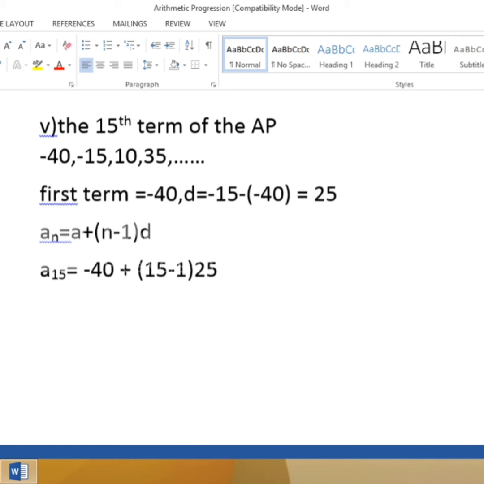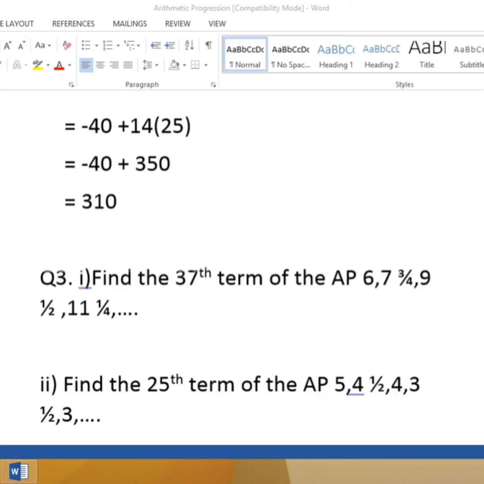So minus 40, 15 minus 1 becomes 14 into 25. So it's going to be written further as minus 40 plus 350. That's going to be 310. The 15th term of this arithmetic progression is 310.